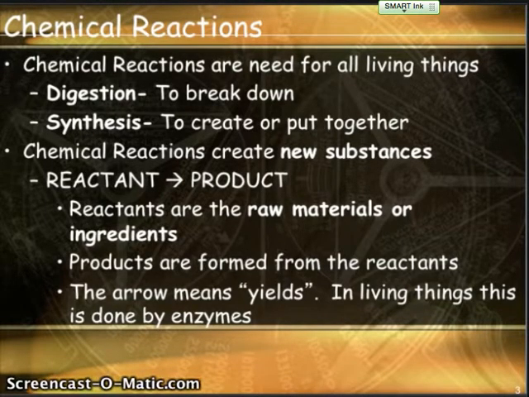A reactant yields, that's what the arrow stands for, a product. Reactants are the raw materials or ingredients of a chemical reaction. Products are formed from the reactants. The arrow means yield. In living things, this is done by enzymes.